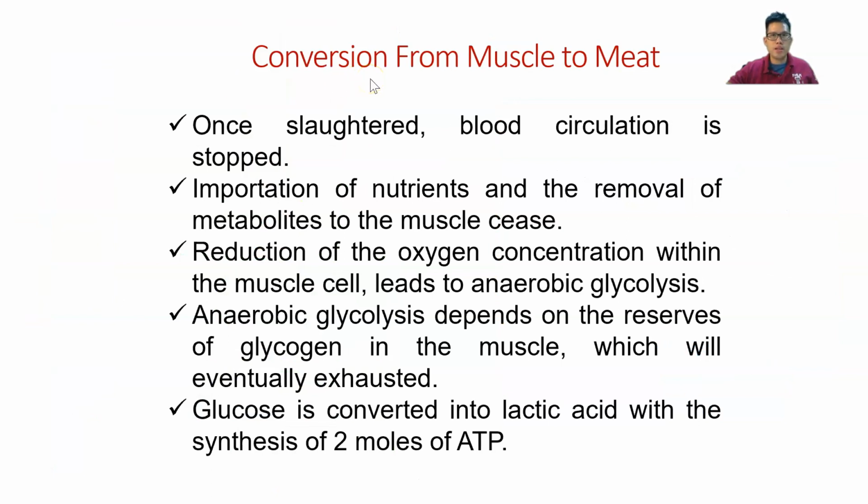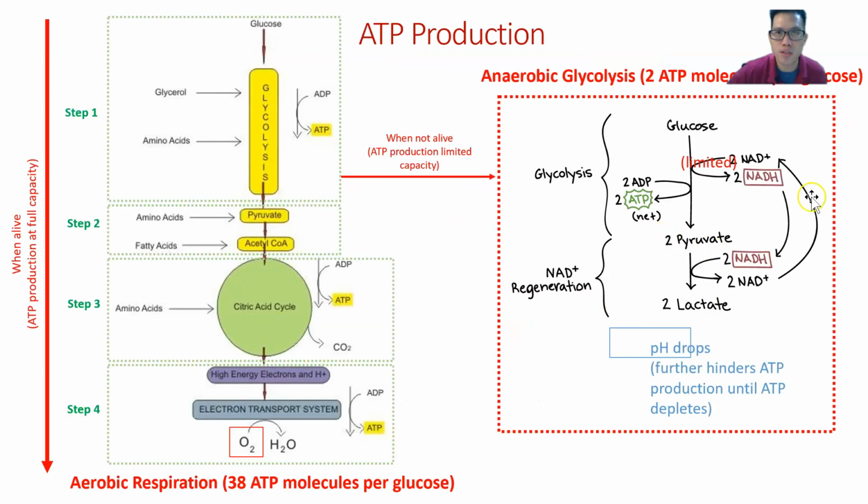So during the conversion from muscle to meat, once the animal has been slaughtered, the blood circulation will be stopped. What this means is that the importation of nutrients, as well as the removal of metabolites from the muscles, stops as well. Then the oxygen concentration within the muscle cell will start to reduce, and it will lead to anaerobic glycolysis, which is the one that I told you about.